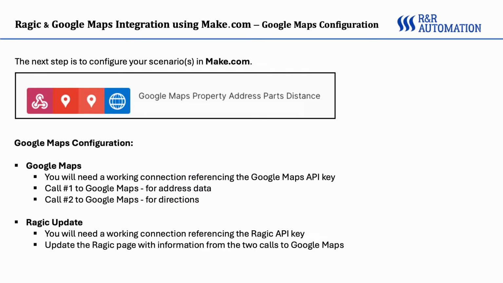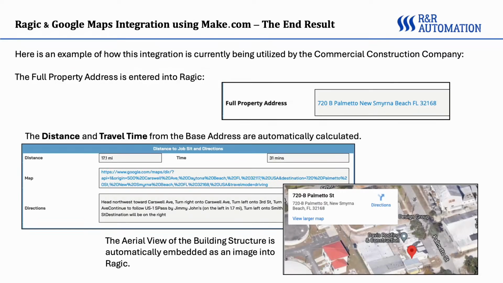The next step is to configure your scenarios in make.com. For the Google Maps configuration, you will need a working connection referencing the Google Maps API key. Create call number 1 to Google Maps for the address data, and create call number 2 to Google Maps for directions. In Ragic, you will need a working connection referencing the Ragic API key. Update the Ragic page with information from the 2 calls to Google Maps.